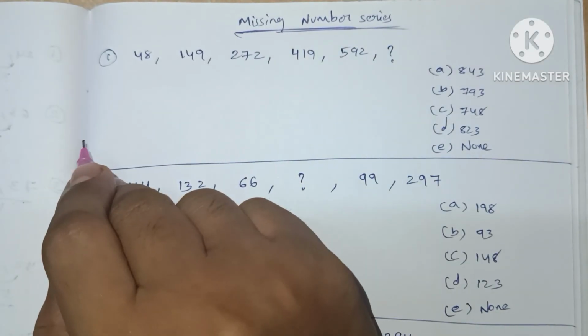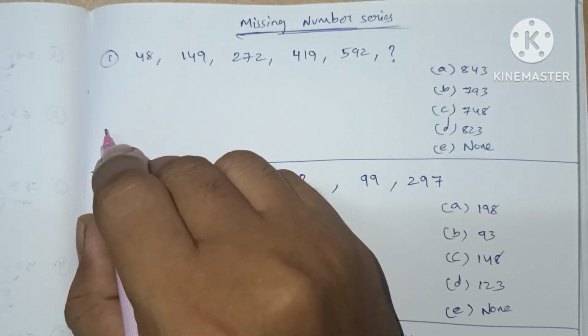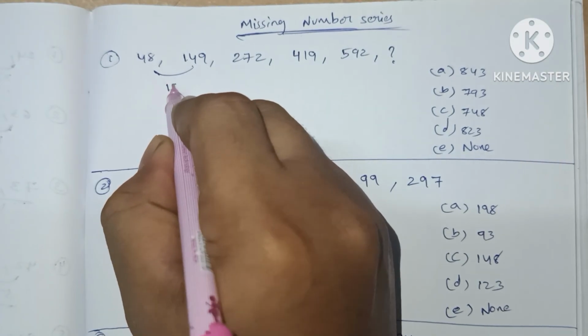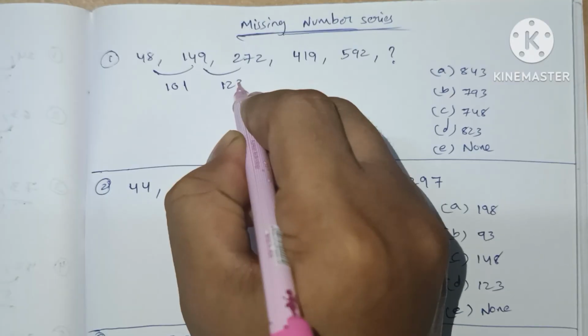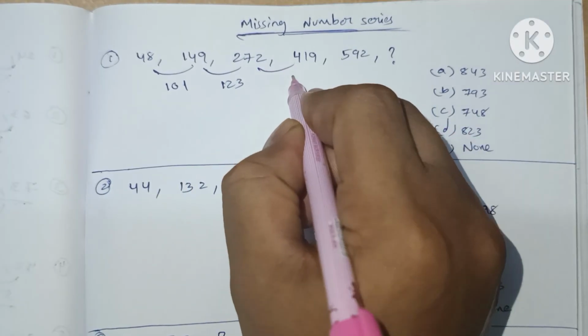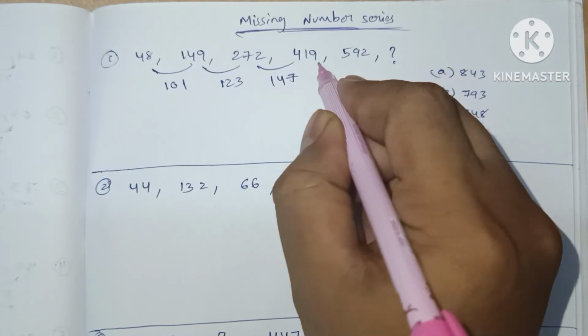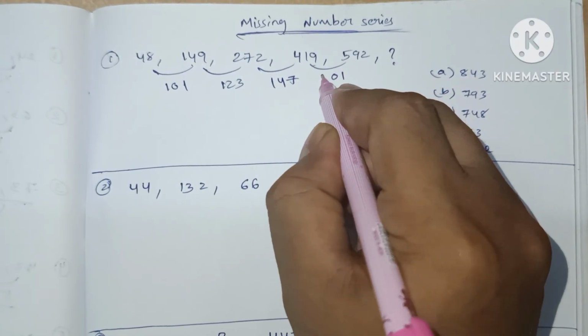Now we are going to see missing number series. These numbers are slightly varying, so we'll go with the differences. Here the difference is 101, here the difference is 123, here the difference is 741, here the difference is 102.